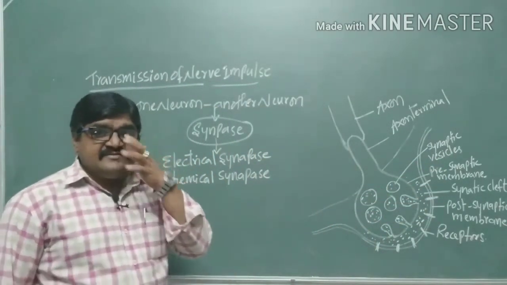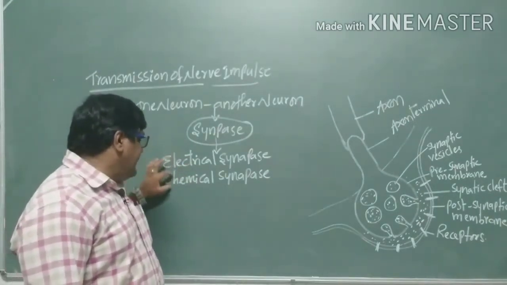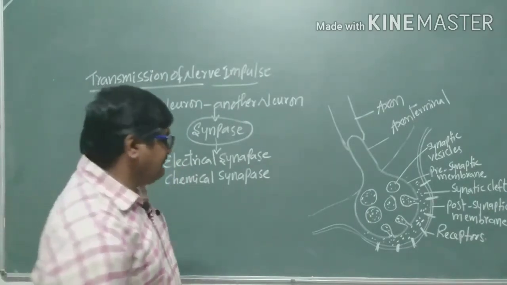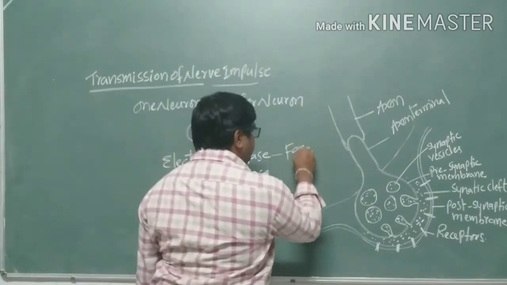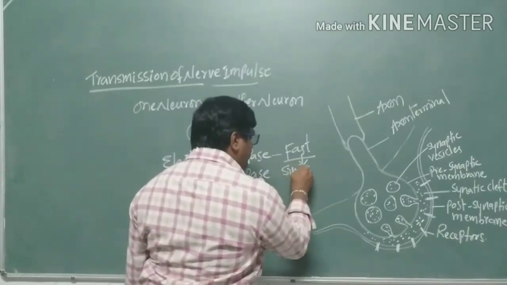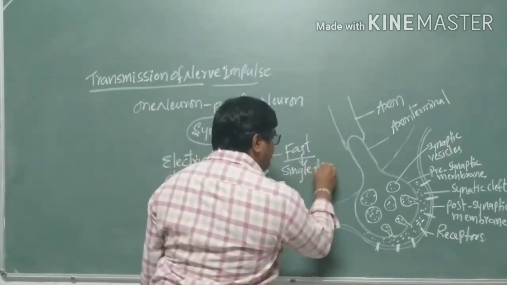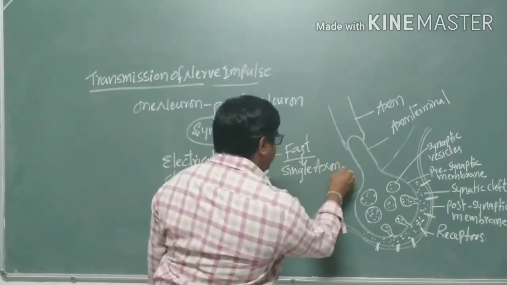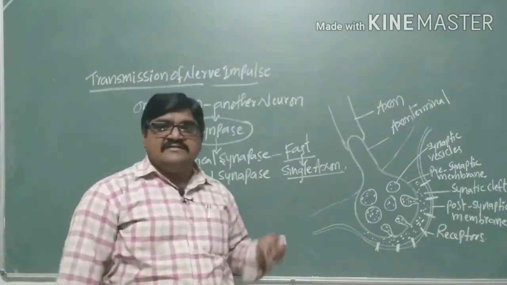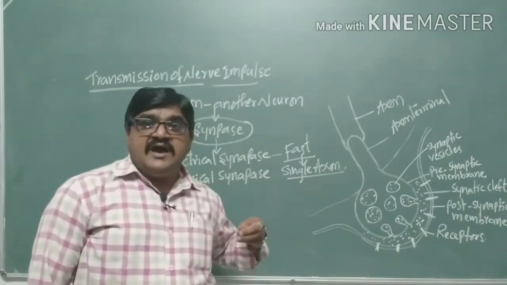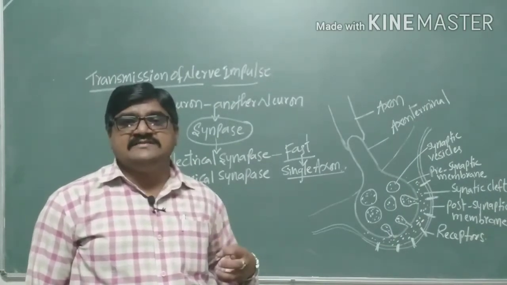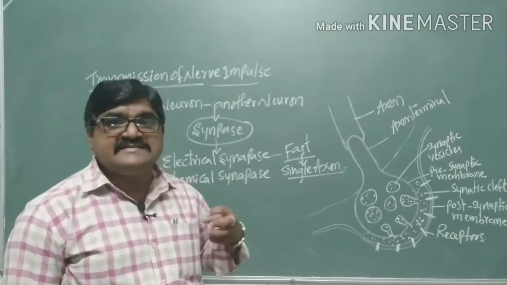Here the synapses are of two types: electrical synapses and chemical synapses. Electrical synapses are fast synapses. Here the information passes across a single axon. It is a quick transfer of impulse, so transmission of a nerve impulse is very quick or fast in this condition.